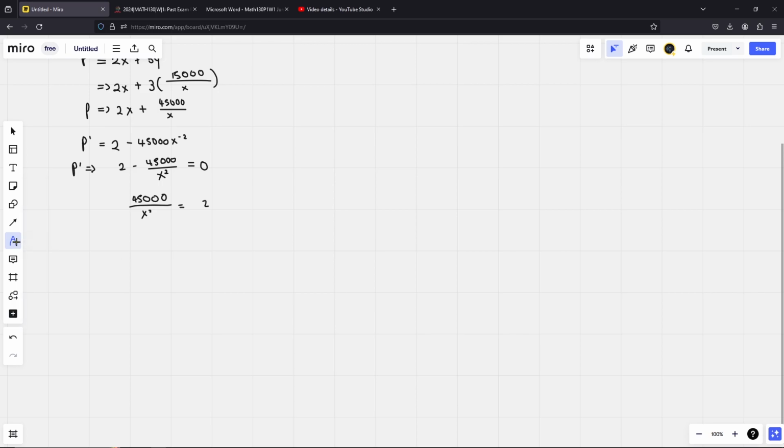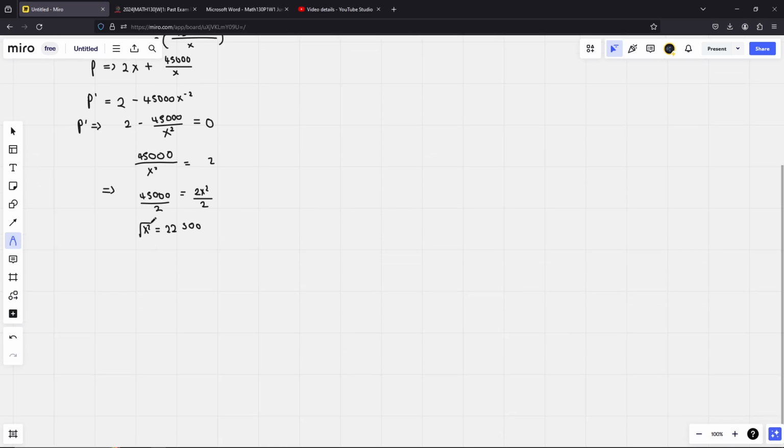Okay. And the next step I'm going to do is multiply both sides by x squared. So if I do that, I'm going to cancel out this x squared. So I have that 45,000 is going to be equal to 2x squared. Dividing both sides by 2, I get that x squared is going to be equal to 22,500.